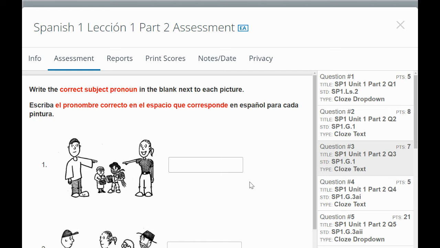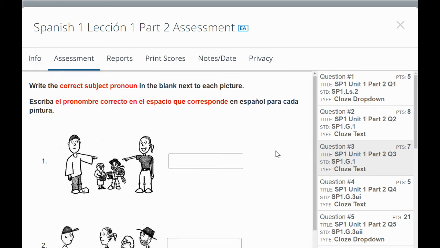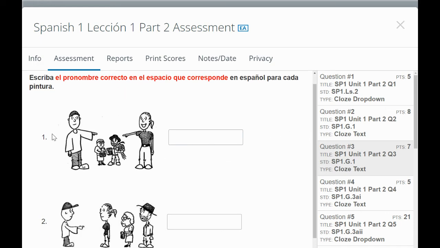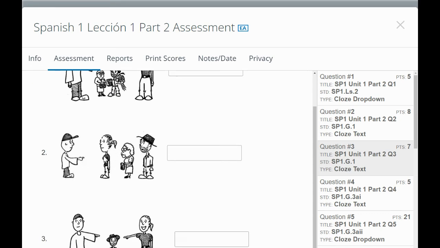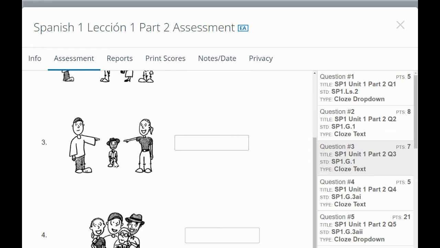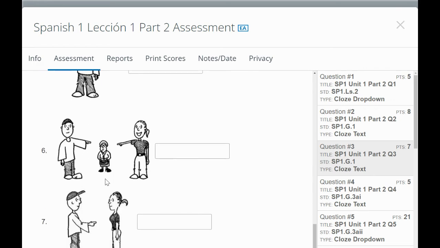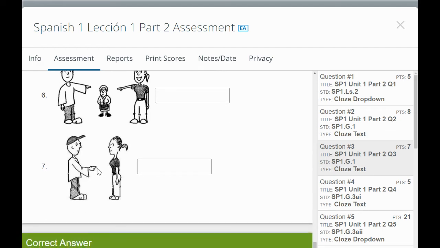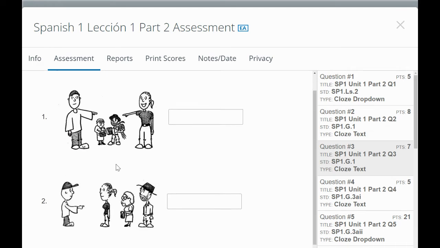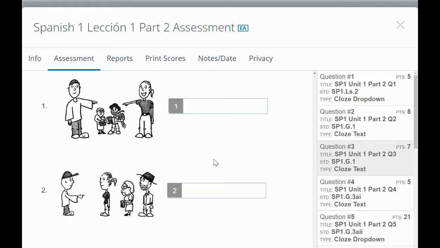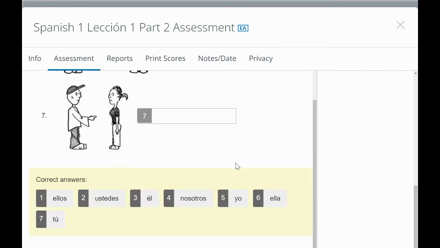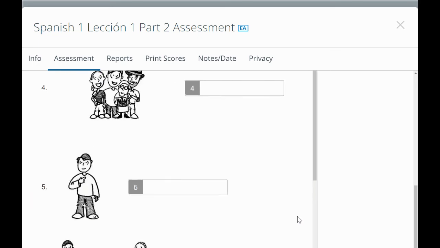Question 3, write the correct subject pronoun in the blank next to each picture. This one's a little bit tough. When you look at these pictures, you may not know who they are pointing to. They're pointing to them. He is pointing to you all. They are pointing to him. This is talking about we. He's pointing to himself. He's talking about she, or in this case, maybe a little formal. And then he's pointing to you. So make sure you know who they're pointing to when you have those questions. Hopefully that's not too confusing.